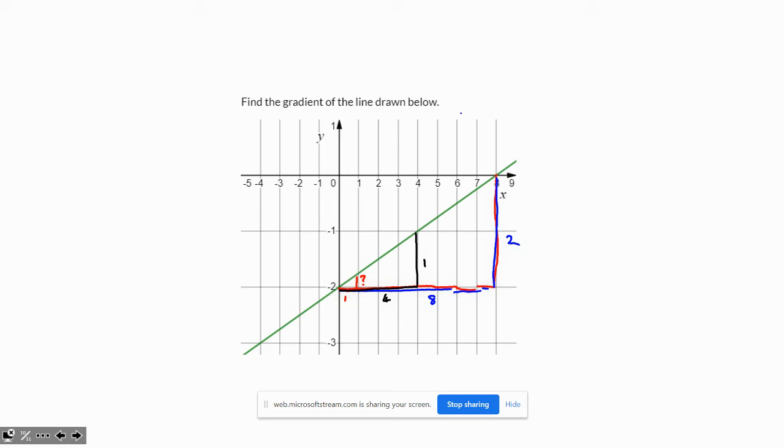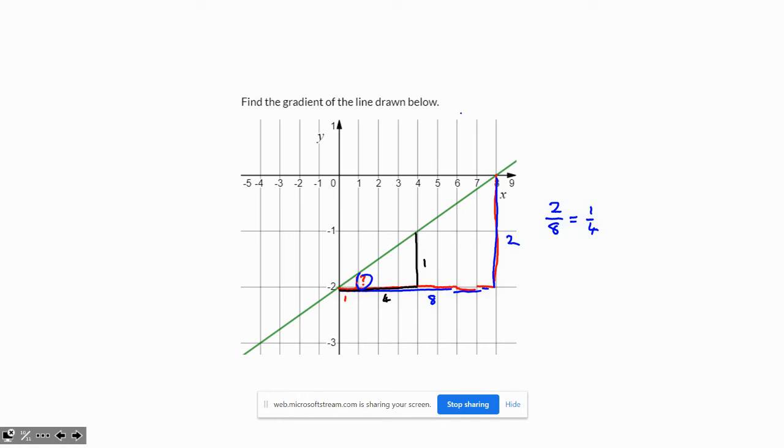What we need to do is, to find this length here, we need to do our height of our triangle, so for our blue it would be 2, divided by the width of our triangle, or the change in x. So the change in the height of our triangle, which is the change in y, divided by the width of our triangle, which is the change in x, which is a quarter.